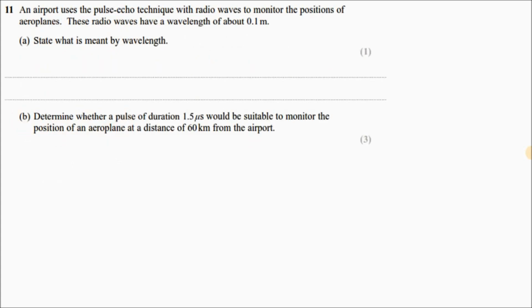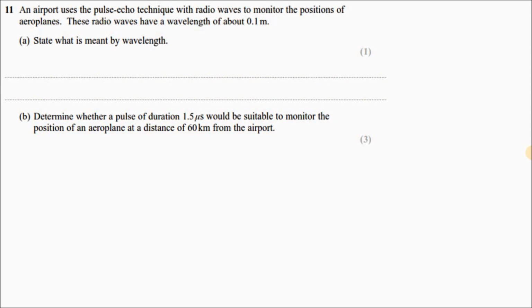Question number 11. An airport uses the pulse echo technique with radio waves to monitor the position of airplane. These radio waves have a wavelength of about 0.1 meter. State what is meant by wavelength.